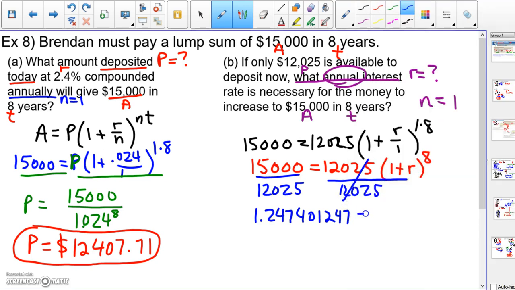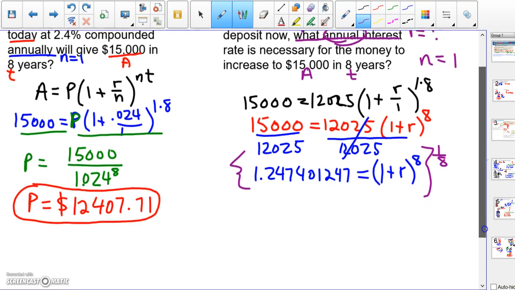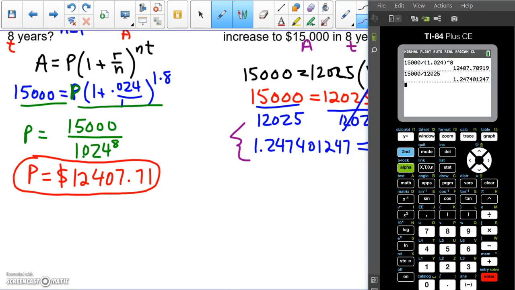So when we divide both sides by 12,025, that leaves us with parentheses 1 plus r to the 8th. Yes, there are parentheses here. If you're going to isolate, the next step is you have to get rid of that exponent 8. So I'm going to take both sides to the 1/8 power. Take that number to the parentheses 1/8 power. And you have to have parentheses. If you don't put parentheses around it, you're not going to get it right.